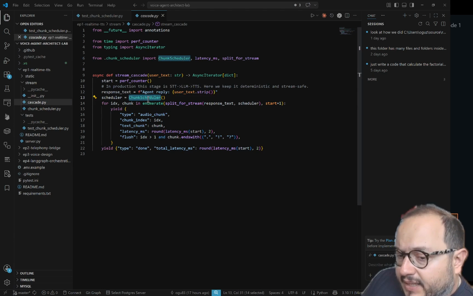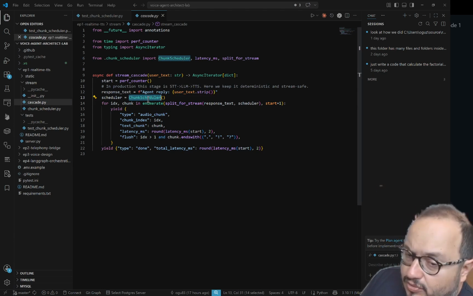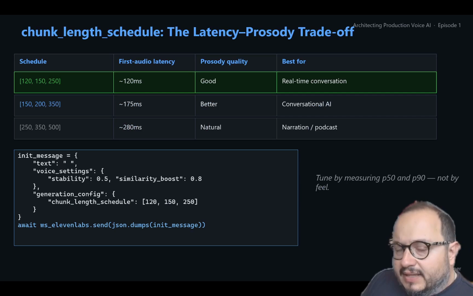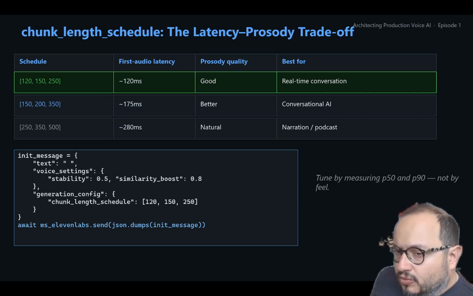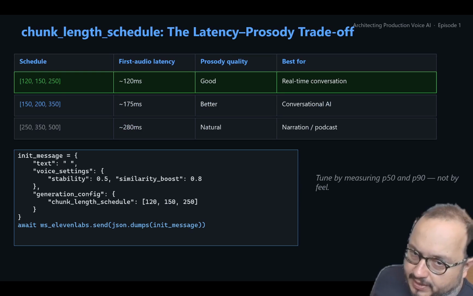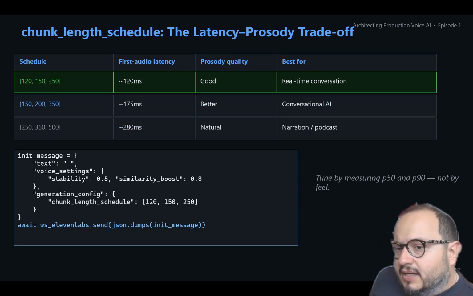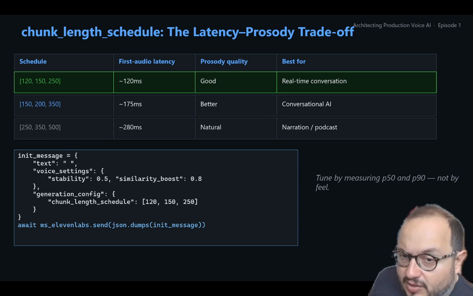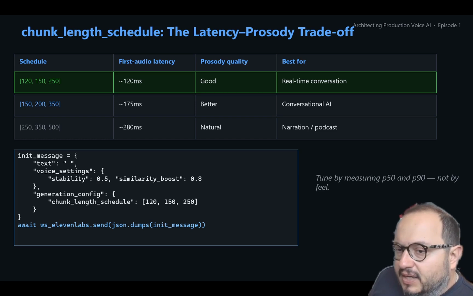Now let me explain the chunk length schedule, the single parameter that most affects your latency and quality. That's a trade-off. When the ElevenLabs engine receives a text chunk, it has to decide when to synthesize it. If it synthesizes too early after receiving only 2 or 3 words, the audio sounds choppy and unnatural. The engine does not have enough context to understand the parsing and apply the right prosody. If it waits too long, accumulating a full paragraph before synthesizing, the audio sounds natural but latency is bad. The user is waiting for the whole paragraph to be generated before they hear anything.